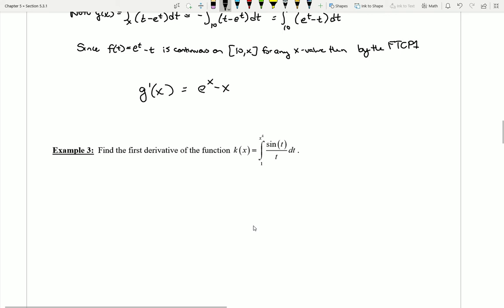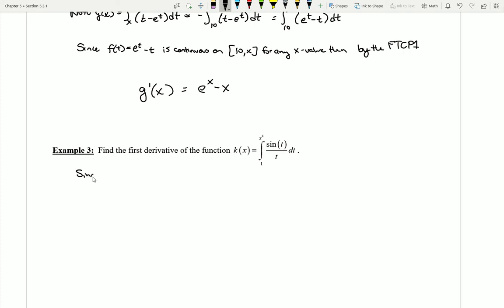Let's try example number 3. Now this one here is a little bit strange to try to work with, but it's not too bad. Notice here I have a function k of x. I want its derivative. And okay, I see that I have 1, and I have my variable up in the upper bound, so that's good. I don't have to kind of reorder anything. And now I have this sine of t over t as the inner function.